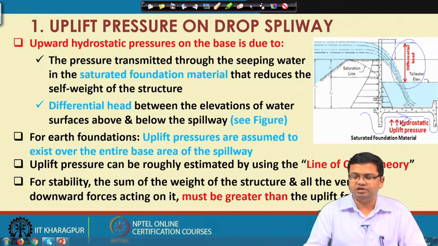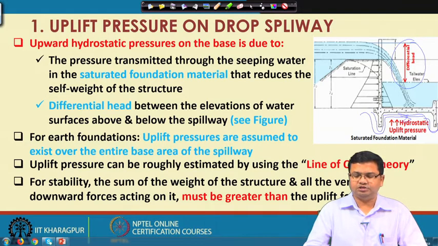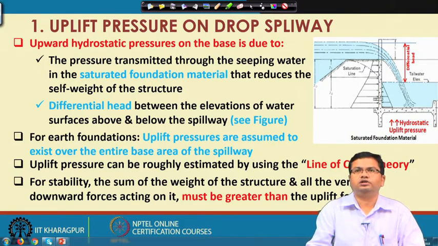These uplift pressures are generally computed based on the water surface elevations at different contact surfaces along this creep line. For stability, the sum of the weight of the structure and all the vertically downward forces acting on it must be greater than the uplift pressure. If the uplift pressure is more, naturally the structure will float. So, generally the uplift pressure is a negative pressure which has to be deducted from the vertical pressure during all these force calculations.